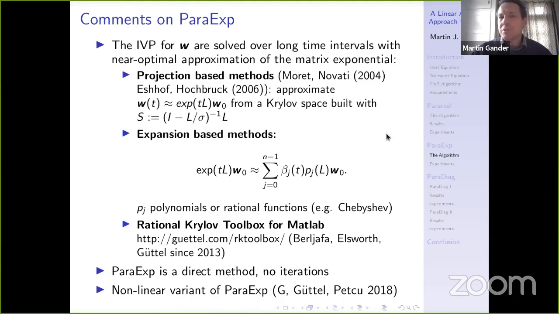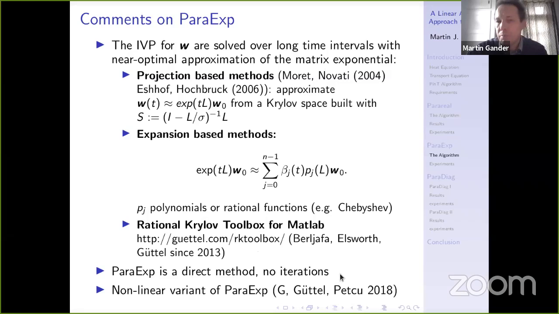These W problems are solved by using good approximations of the matrix exponential. They're projection-based methods. They're expansion-based methods. And you don't need to implement those. There is a very good toolbox that Stefan Guttel with collaborators has been developing since 2013. So you should not try to approximate the W problems with some code that you come up with yourself. It's best to take this toolbox to evaluate them.